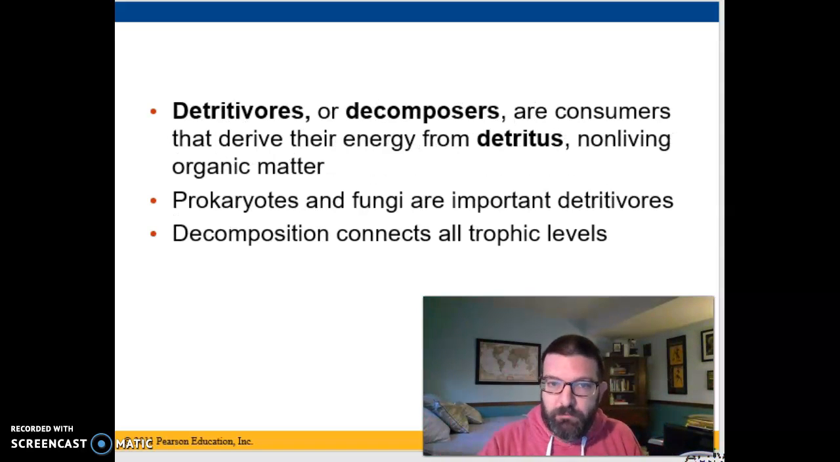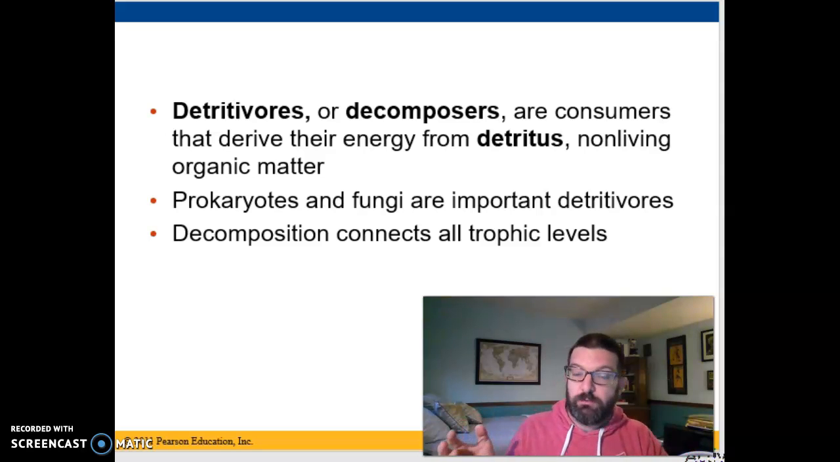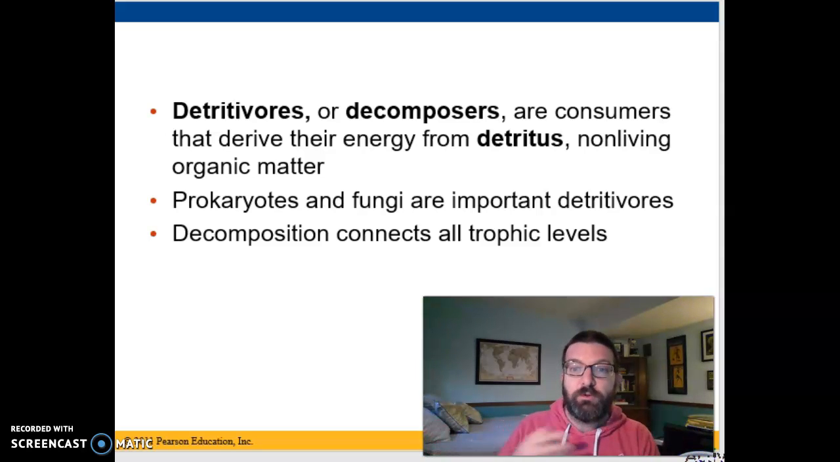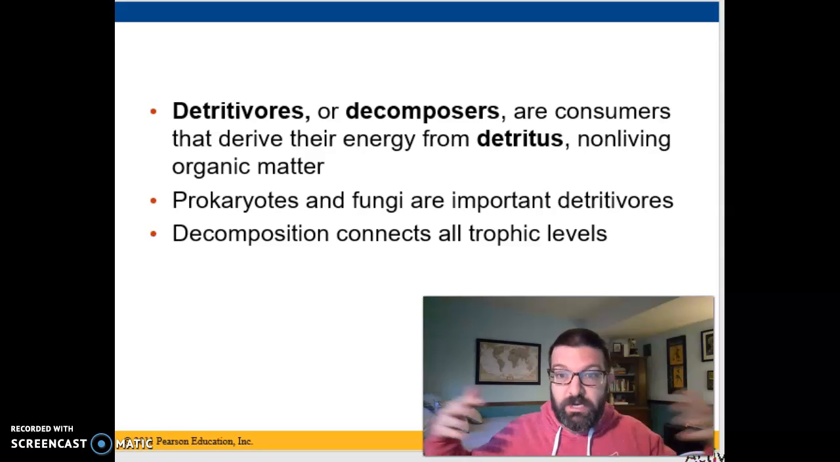Detritivores are also important, or decomposers, because they break down dead things, whether those dead things are producers or tertiary consumers, and they help to recycle those nutrients and also reuse whatever energy happened to be left in that body that didn't get radiated off as heat.